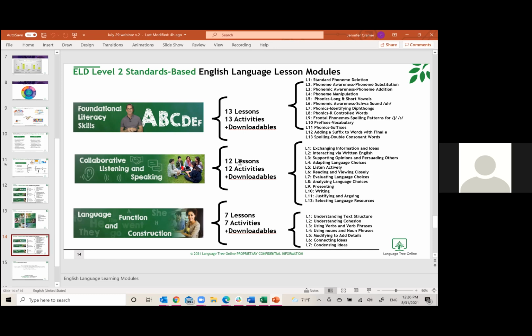In addition to, for example, the 12 online lessons, we also have 12 practice assignments, and that's where the students are typing right into the program. When they complete that particular lesson, they'll submit it, and that's when you get a review to see how they're doing, look at their writing, and determine whether they are mastering that language function or skill. And then lastly, language function and construction has 7 lessons with the virtual professor, the interactive activities, the downloadables, and the practice assignments.